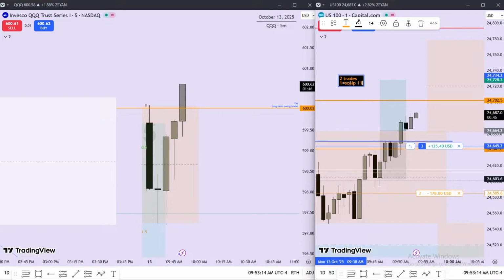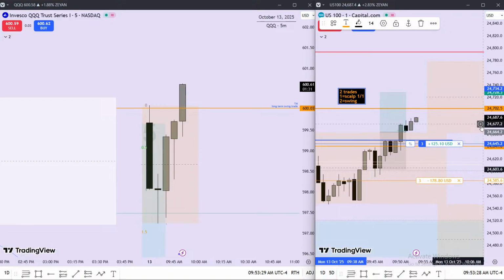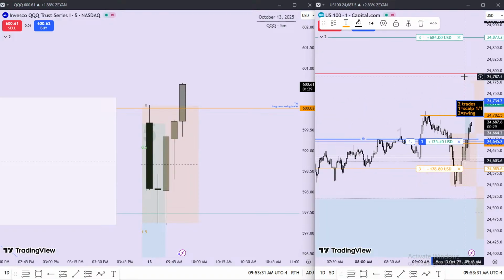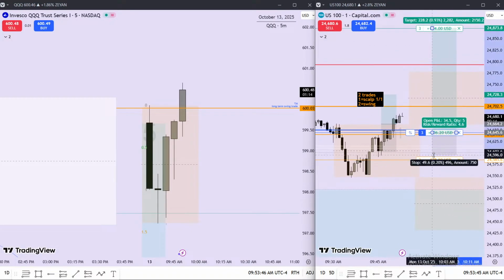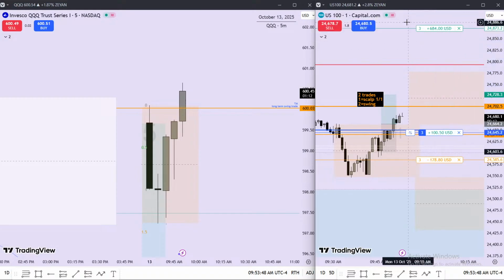One risk to reward, 1/1. Swing trade will give us about how much risk to reward on the swing trade? One to four risk to reward.